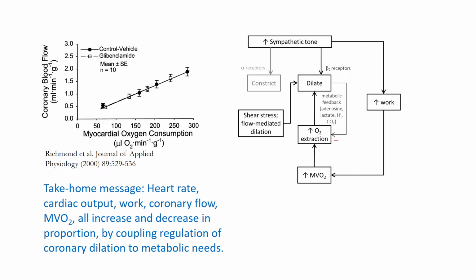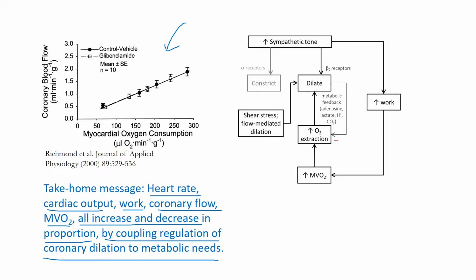But for our major purposes here, this is the take-home message. Heart rate, cardiac output, work, coronary flow, myocardial oxygen consumption rate, they all increase and decrease in proportion by coupling regulation of coronary dilation to metabolic needs. So here we have some actual data from an experiment showing that lockstep increase in flow with myocardial oxygen demand.